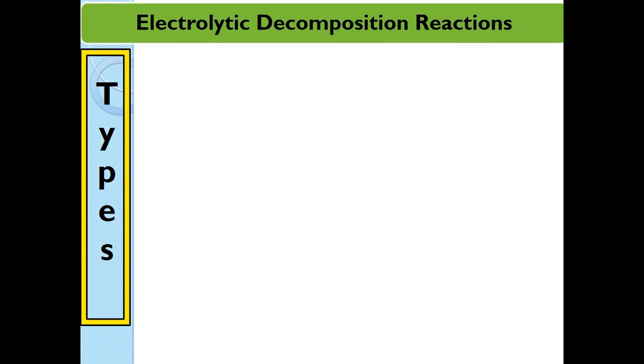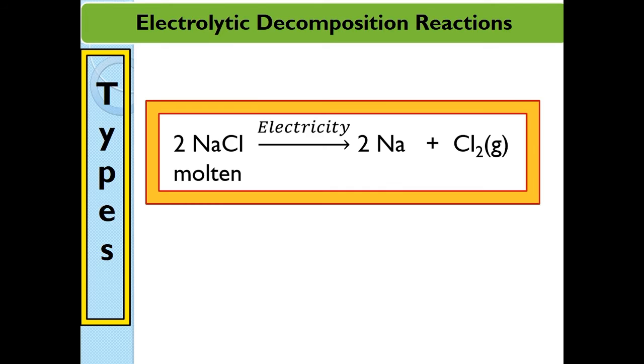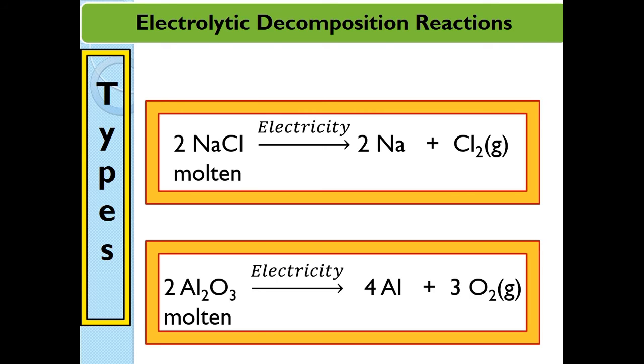Few more examples of electrolytic decomposition reactions. Electrolysis process of sodium chloride to get sodium metal and chlorine gas. Electrolysis of alumina to get aluminium metal and oxygen gas.